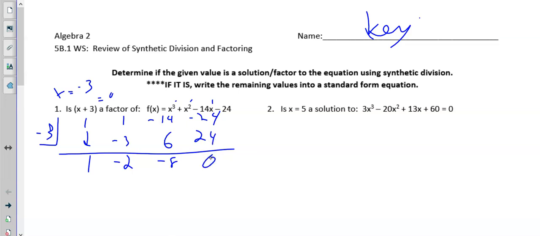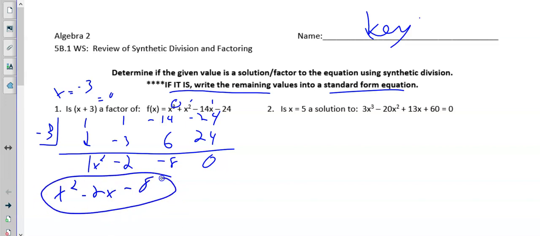Okay? It says determine if its value is a solution or factor. If it is, write in the standard form. So since I got a 0, and I was starting with a cubic, that means this is going to be x squared. So x squared minus 2x minus 8. And that's it.